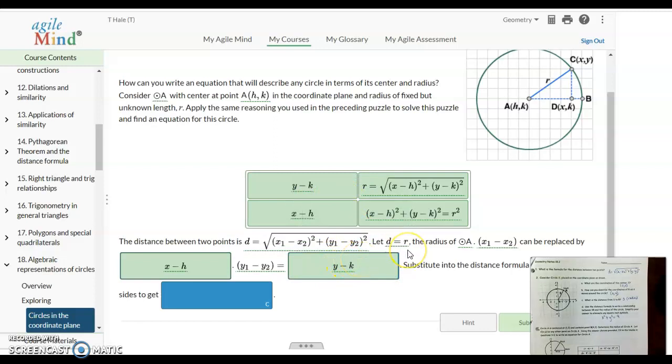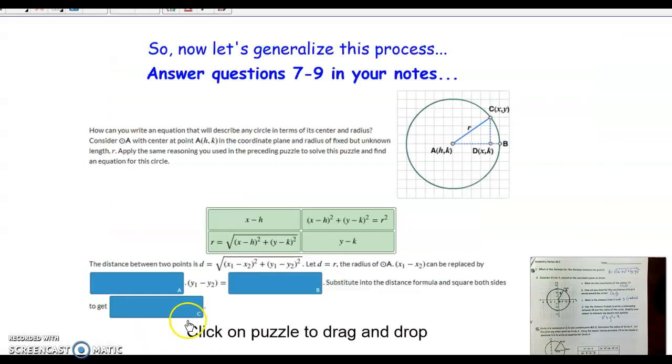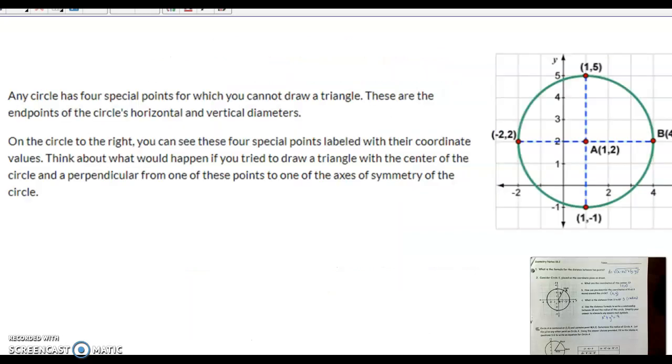So now we can put that into the distance formula and square both sides. So this is what it would look like in the distance formula, but it told us to go ahead and square both sides. So that r becomes r squared, and what's underneath the radical comes out when we do that. So this is the general form for the equation of a circle. This is what you will need to memorize. X minus h squared plus y minus k squared equals r squared. So that's the general equation for a circle, just like y equals mx plus b is the general form for the equation of a line.